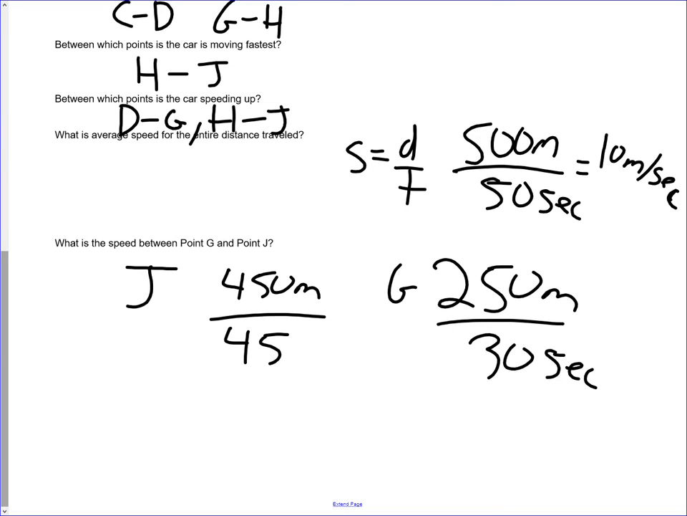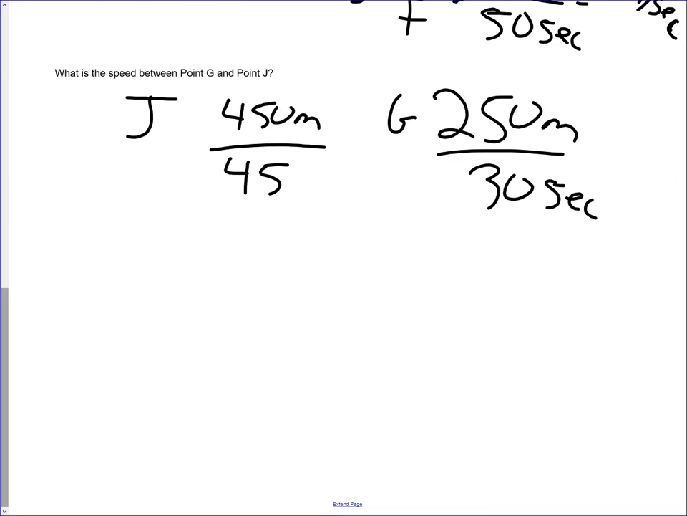points. So what we're going to do is we want to calculate our speed, so we have to know what our distance and our time is. So we're going to subtract our distance from point J to point G. So if I do 450 minus 250, right, I'm going to get a total distance of 200 meters. So that's how far the car went between those 2 points.